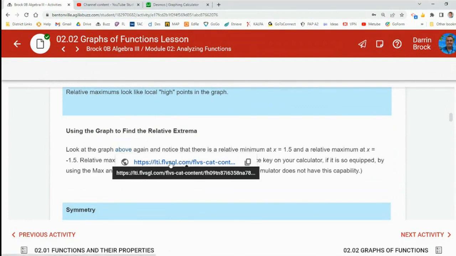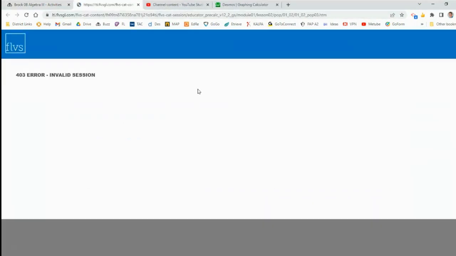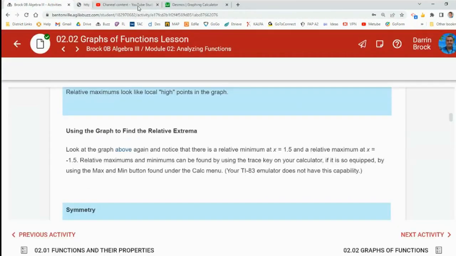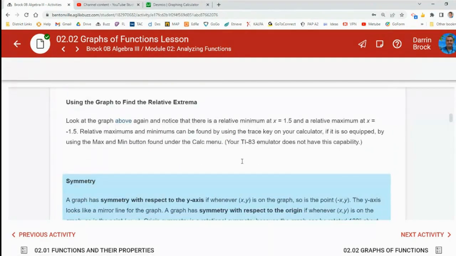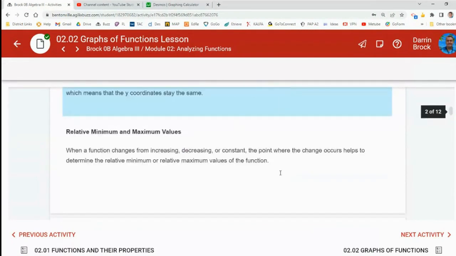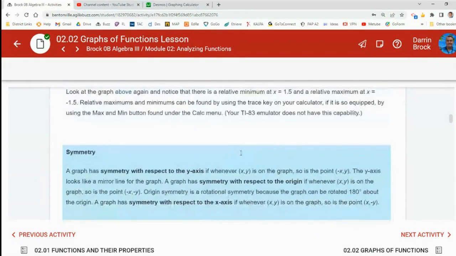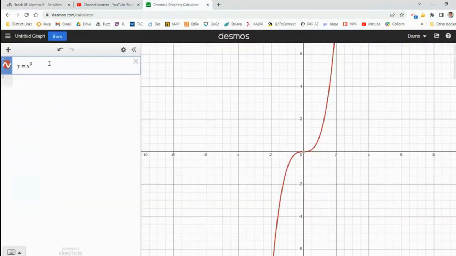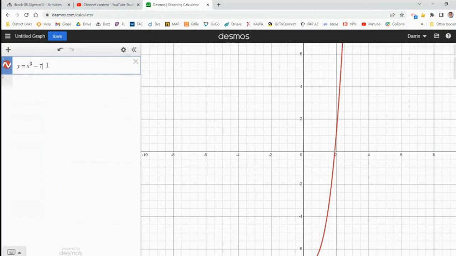Again, look at the graph above here. Click on this and we'll look at this. Well, that's not there. I gotta fix that link. There's a relative minimum. That's the graph up here that we looked at. Relative minimum, relative max. That's what that link was going to take you to. And you can use the trace key on your calculator, or you can use Desmos. Let's see if we can make a graph.